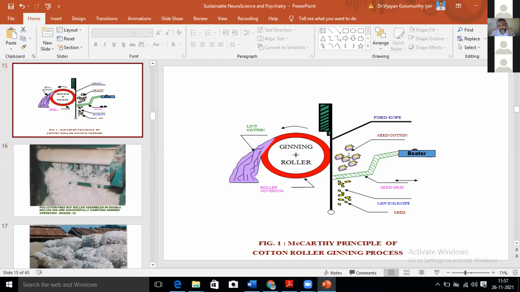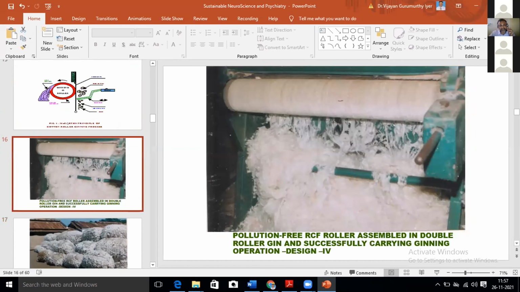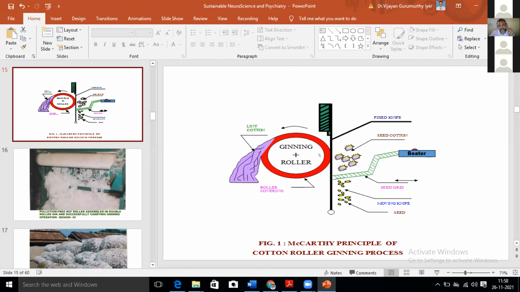This is a roller. The seed cotton is going through ginning, and lint cotton is obtained. So this is seed cotton. In China, you might have seen the seed cotton. The lint is obtained in this process, and the seed cotton is removed.